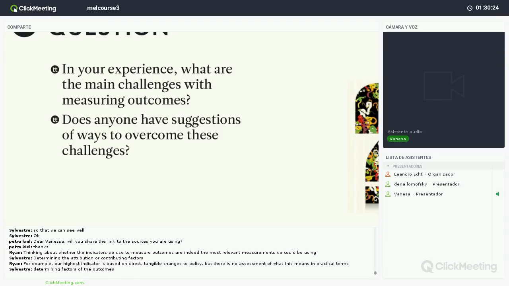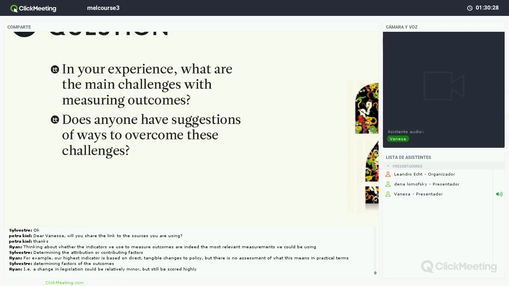Here, Ryan is adding an example of indicators. Their highest indicator is direct, tangible changes to policy, but there is no assessment of what this means in practical terms. Great. So what about the story that got you there, Ryan?